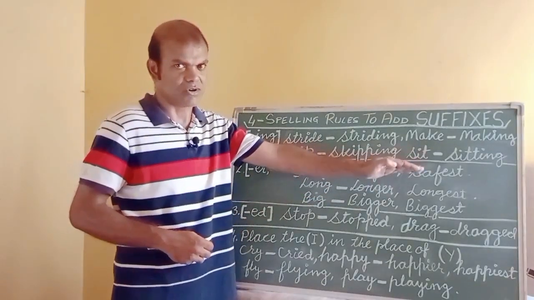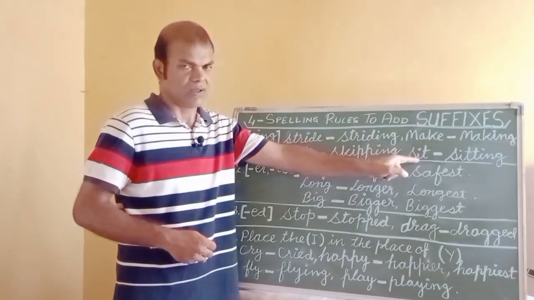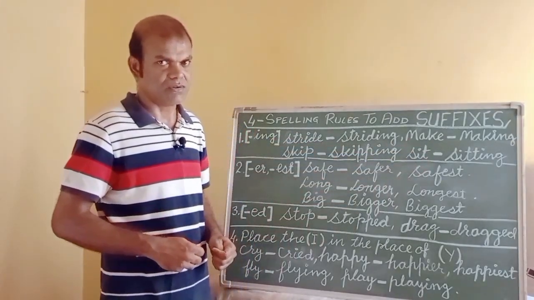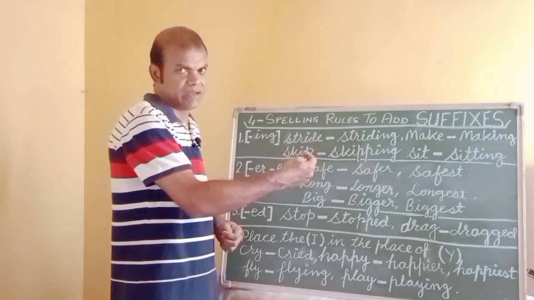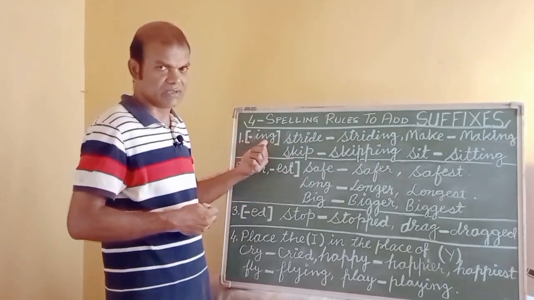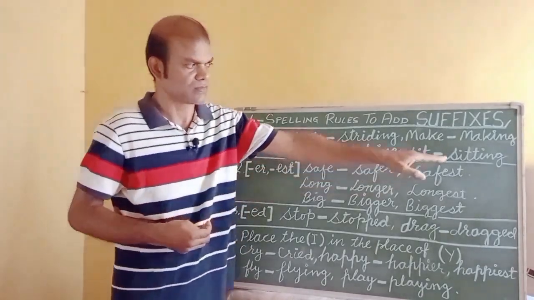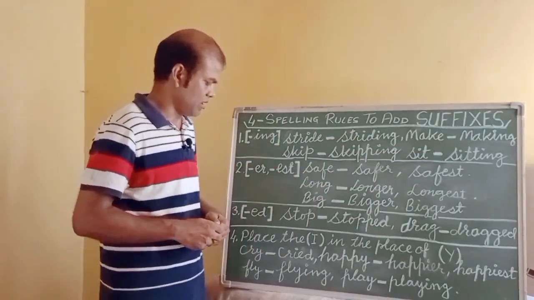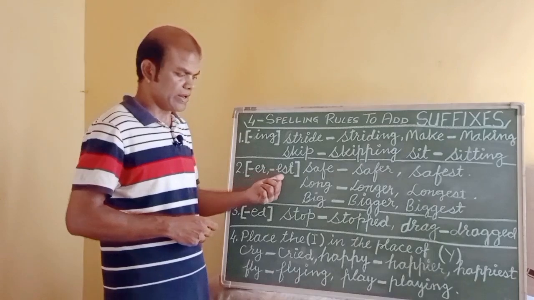Now, in sit, there is a short vowel sound and the consonant t follows the vowel sound. Now we are going to double the t, then we add the suffix ing and make it a present participle. We get sitting.